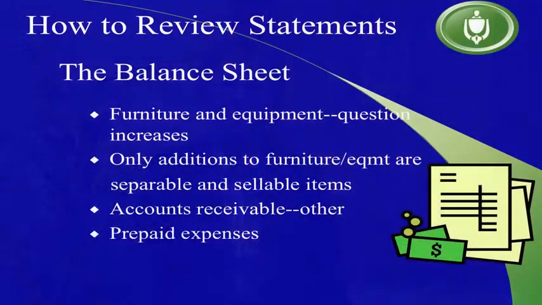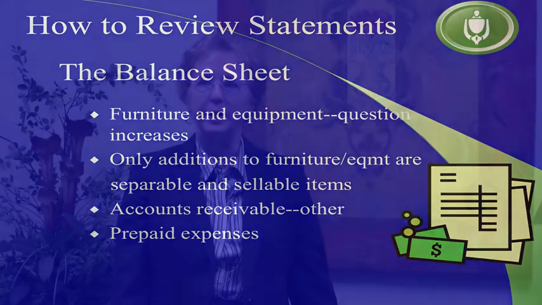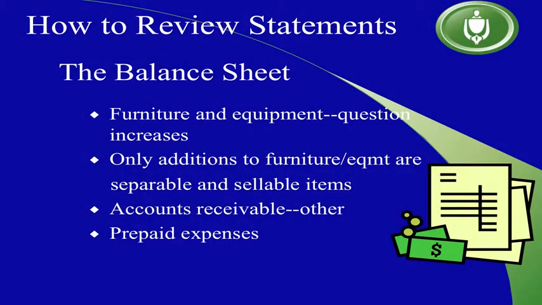The next item on the balance sheet is furniture and equipment. Generally, a homeowners association will not have much in the way of fixed assets, as they must be sellable and separable to be reported on a homeowners association's balance sheet. So you want to question increases to these accounts to be sure that they truly should be set up as an asset. The association may have other accounts receivable, and you want to look at these to make sure they make sense and to be sure that they are paid timely.